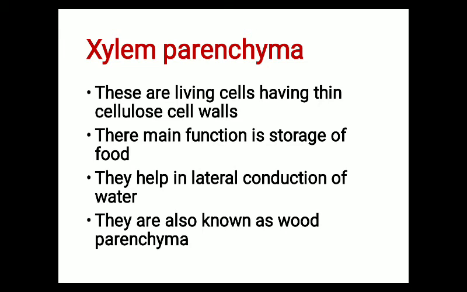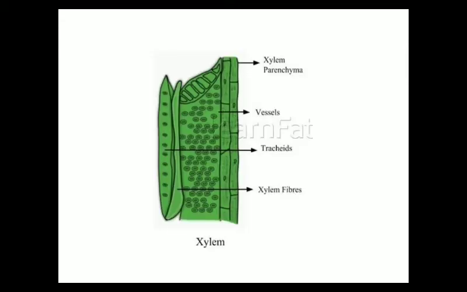Xylem parenchyma is also known as wood parenchyma. So a simple straightforward question will come from here: what is another name for xylem parenchyma? It is also known as wood parenchyma. This is the diagram of xylem showing all the different components, that is xylem fiber, tracheids, vessels, xylem parenchyma. This is the xylem fiber, this is the tracheids, this is the vessels, and this is the xylem parenchyma.